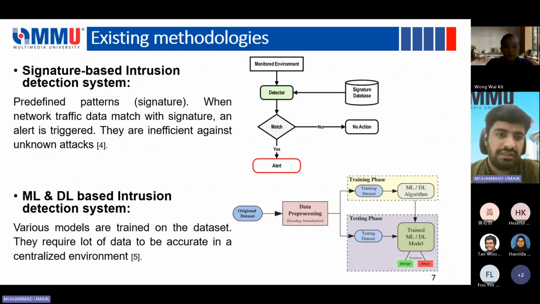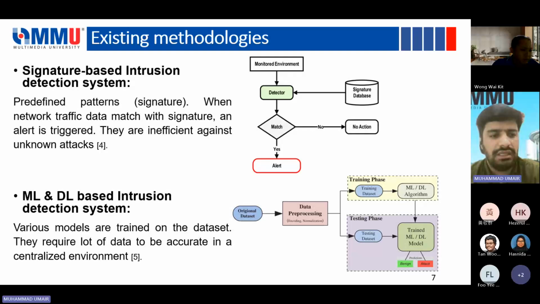Now, in order to detect these attacks, there are existing methodologies. The traditionally used one is the signature-based intrusion detection system. In a signature-based intrusion detection system, there are predefined patterns which we call signatures. It contains patterns of different attacks, and whenever new data comes in, using that signature database, if the pattern matches, only then the system gets activated and sends an alert to the user that an attack has been detected.